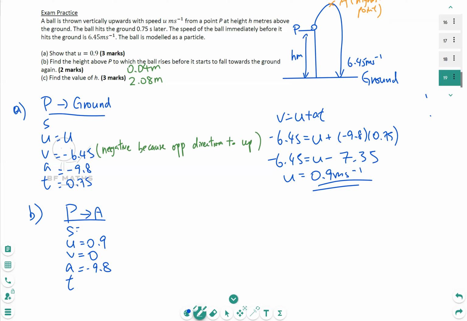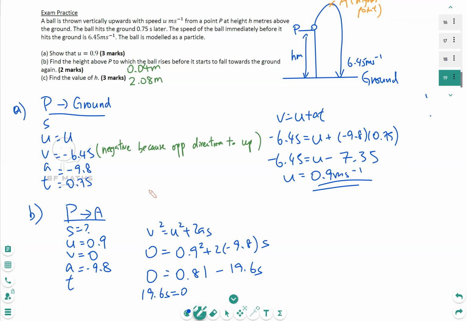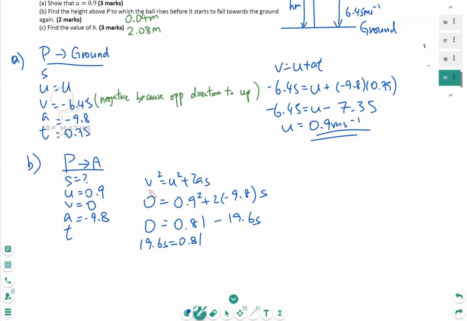We are interested in the height, that means we're interested in S. So I think we use V squared equals U squared plus 2AS. If you haven't remembered the SUVAT formulae, do you remember the 5 of them? 0 equals U squared plus 2 times minus 9.8 times S. 0.9 squared is 0.81, so 0 equals 0.81 minus 19.6S. Bring it to the left hand side, divide by 19.6, so 0.81 divided by 19.6, and you will get 0.04 meters.